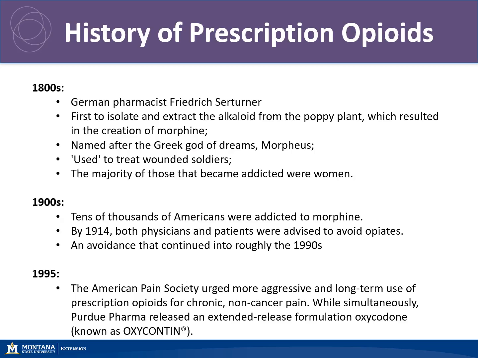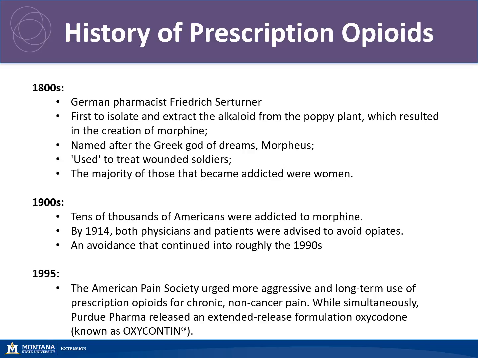In the early 1800s, German pharmacist Friedrich Serturner became the first to isolate and extract the alkaloid from the poppy plant, which resulted in the creation of morphine, named after the Greek god of dreams, Morpheus. Throughout the late 1800s, wounded soldiers were administered large amounts of morphine to treat pain.